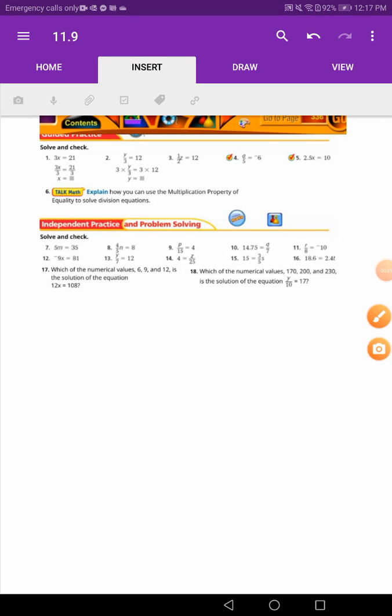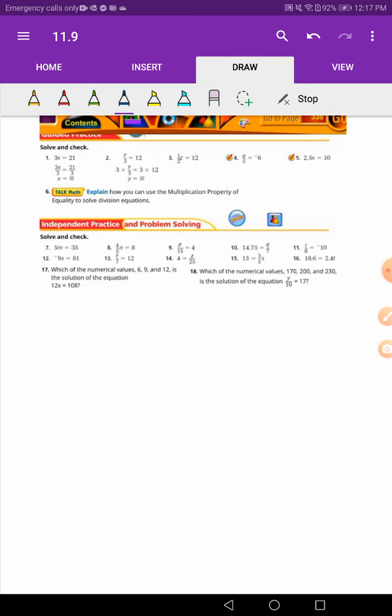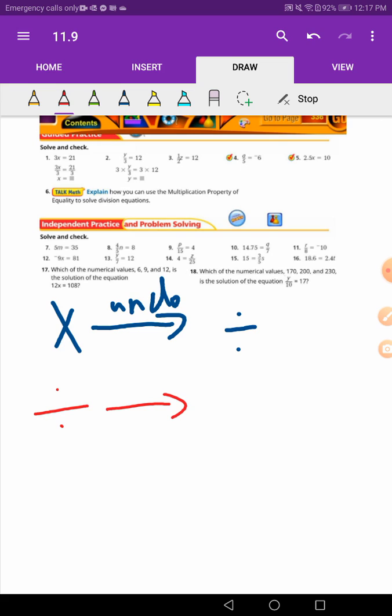In the first part of this lesson, we learned how to solve multiplication equations. When you have multiplication and you need to undo it, all you have to do is divide by the same number. The same thing when you have division and you need to undo it, all you have to do is multiply by the same number.